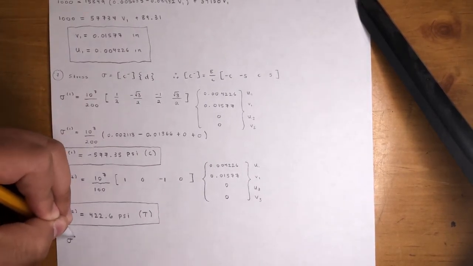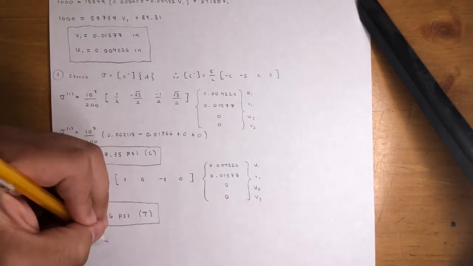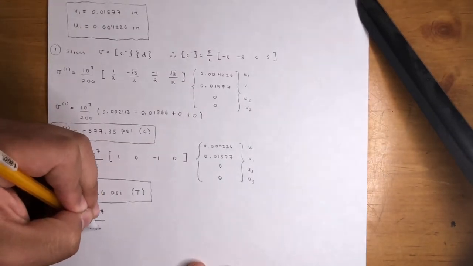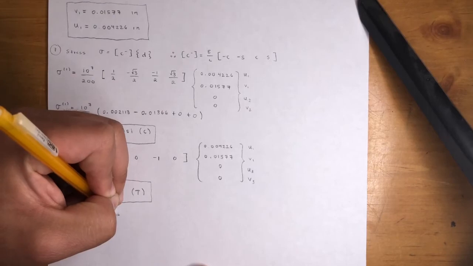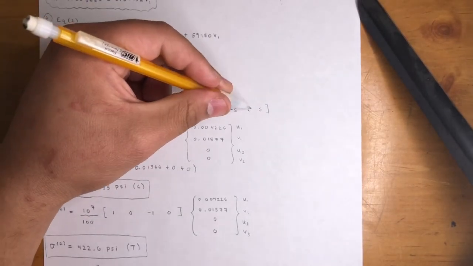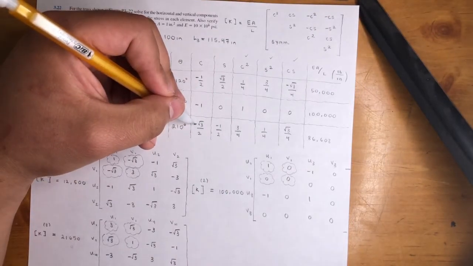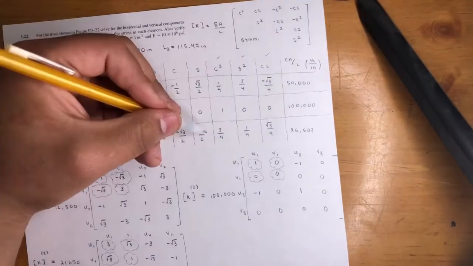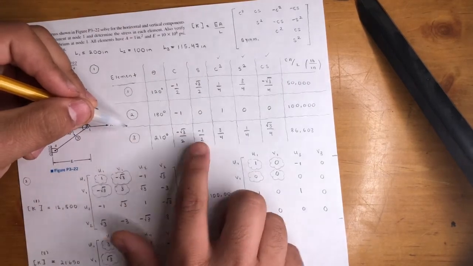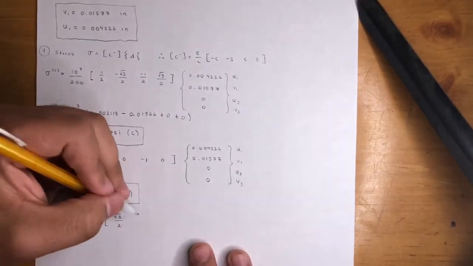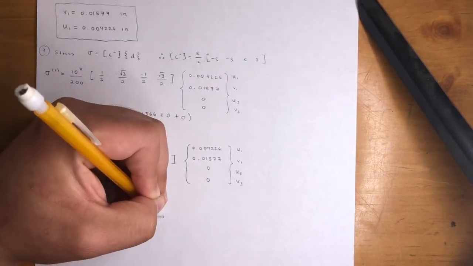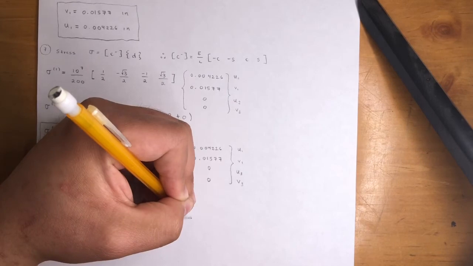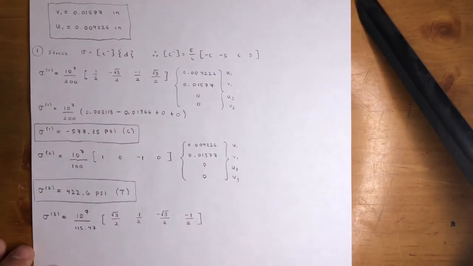So finally, sigma 3 now. That's going to equal, it's 10 to the 7, right? E divided by the length. The length was 115.47. And that matrix was negative C, negative S, C, and S. So it's negative C, which is a positive radical 3 over 2. Negative S, which is a positive half. Again, we're looking at element 3 now, okay? Which is positive 1 half. And then the signs just switch. Negative half.